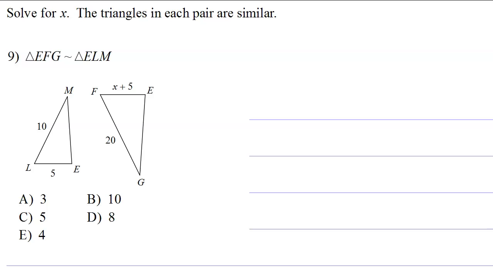All right, number 9, we have EFG and ELM. So let's kind of put these dudes together. So we have F to E, and then we have, that goes with E to L. So I'm going to do left over right. And then I'm assuming this ML is the 10. So FG is the 20.